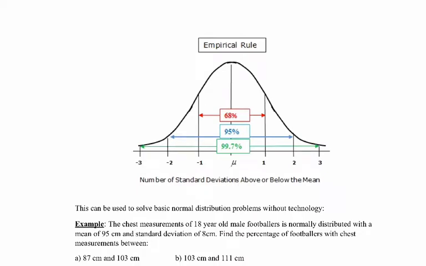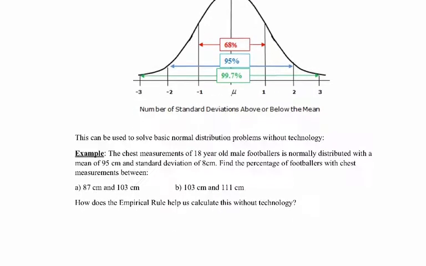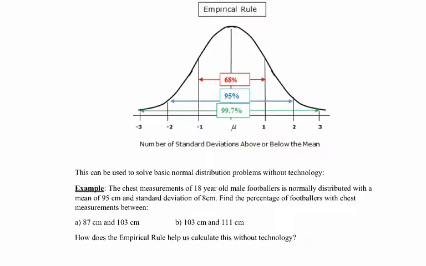So let's use that to solve some problems. So here's a picture, remember, of what that looked like. If the mean is in the middle, 1 standard deviation below to 1 standard deviation above, that's the 68%. 2 standard deviations below to 2 standard deviations above, that's the 95% of your data. And then almost all of it falls within 3 standard deviations. So let's use an example here.